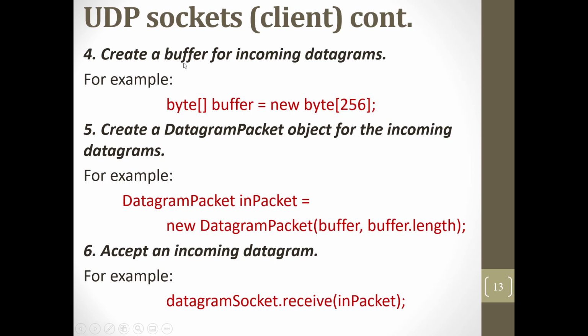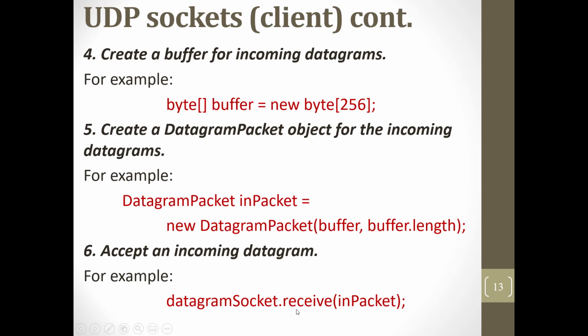Okay, we already discussed you need a buffer for the socket. For the incoming datagram, I'm creating the buffer with the size of 256 bytes. Then create a datagram packet object for the incoming one. So this is for receiving the packet. So I'm going to create an object, in packet, and this is for receiving the data.